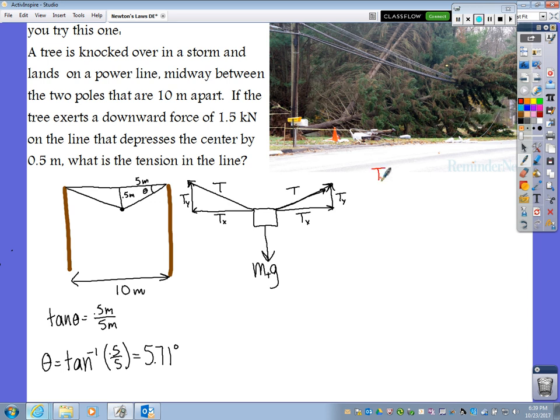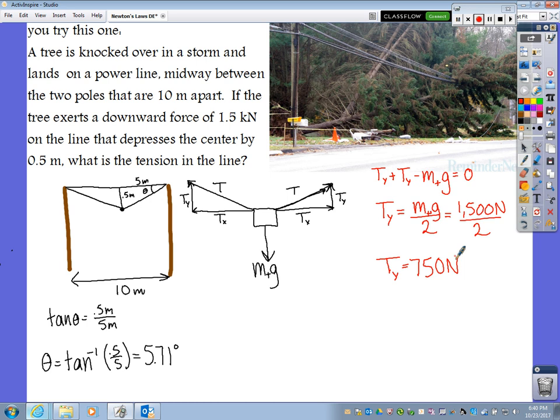We've got Ty plus Ty minus mass of the tree times g equals the acceleration, which is 0. So Ty, just like the last problem, is going to be the weight divided by 2, which is 1.5 kilonewtons. So this is 1,500 newtons divided by 2, or Ty is 750 newtons. You could have left it in kilonewtons too. It would have worked out okay.